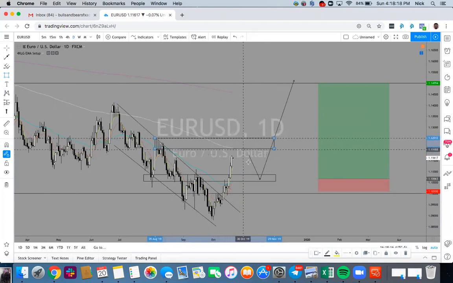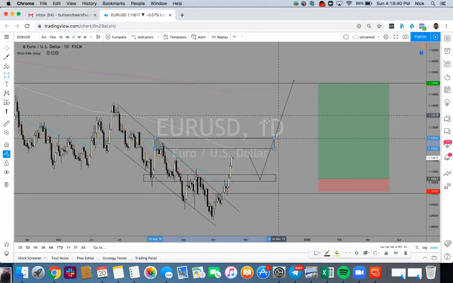So we need price to make a higher low for price to make another higher high. Basic definition of what an uptrend is: an uptrend is a series of higher highs and higher lows. So that is what I'm waiting on. We don't want to buy at higher highs. We want to buy at higher lows because we want to get price as cheap as possible.